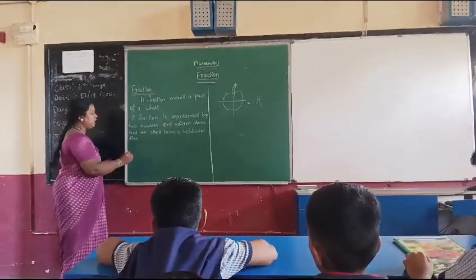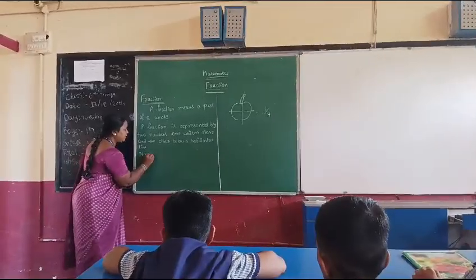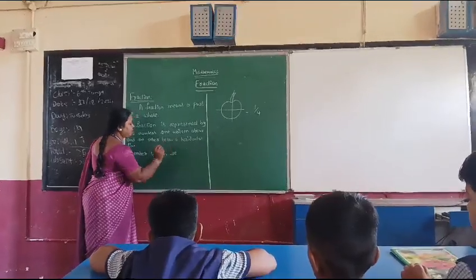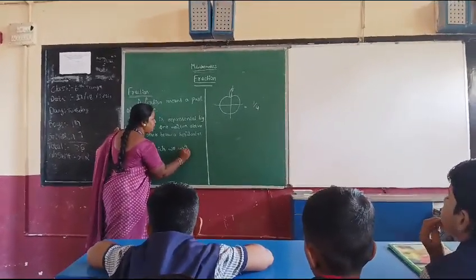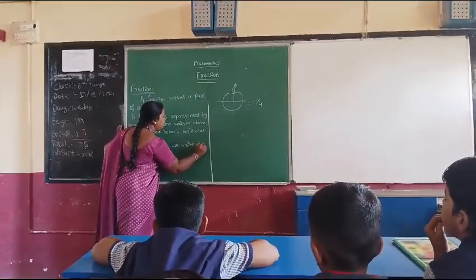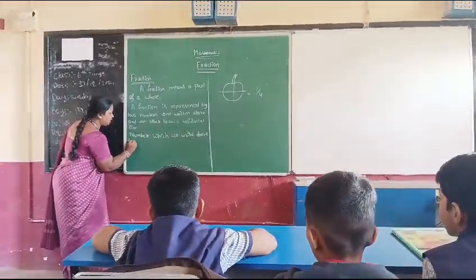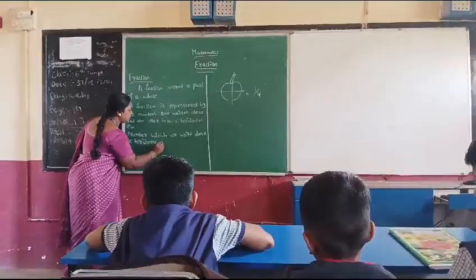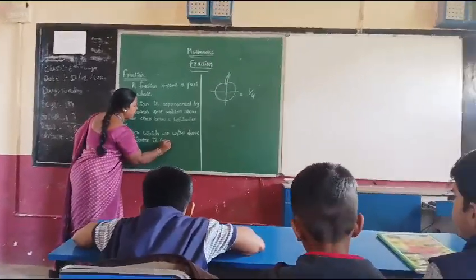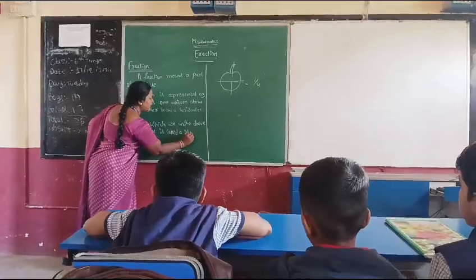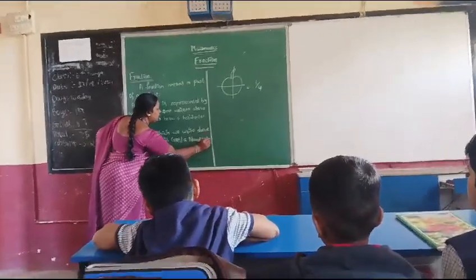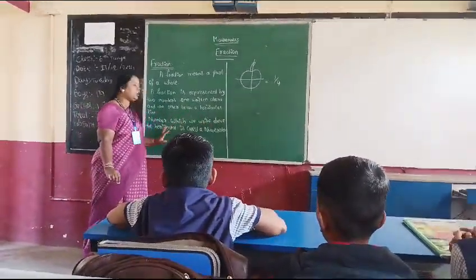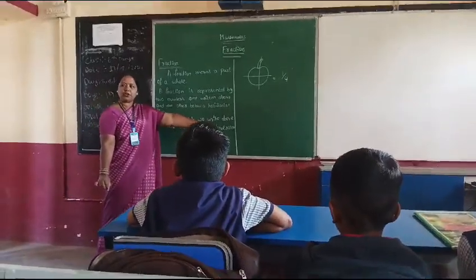horizontal line. The number which we write above the horizontal line is called a numerator. Children, have you understood what you mean by a numerator? It means the number which we write above the horizontal line is called numerator.